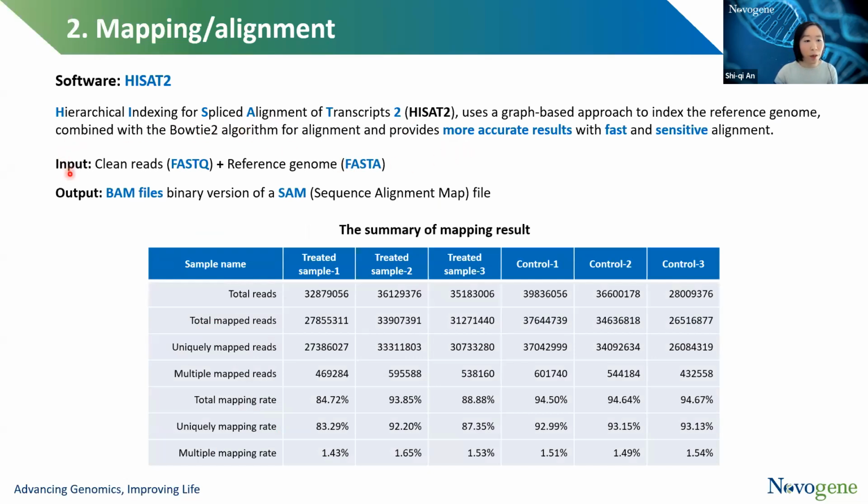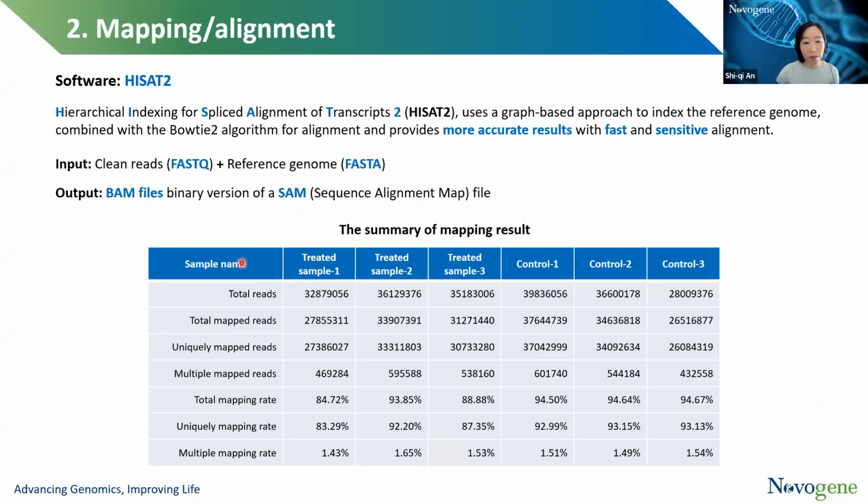At this step, what you require is the clean reads we generated from the previous step and a reference genome, in FASTA format. The output we're going to get is the BAM file. A BAM file is a binary version of a SAM file, and SAM stands for Sequence Alignment Map. Besides the mapped results in a BAM file, you'll also receive a summary of the mapping results, as you can see here.